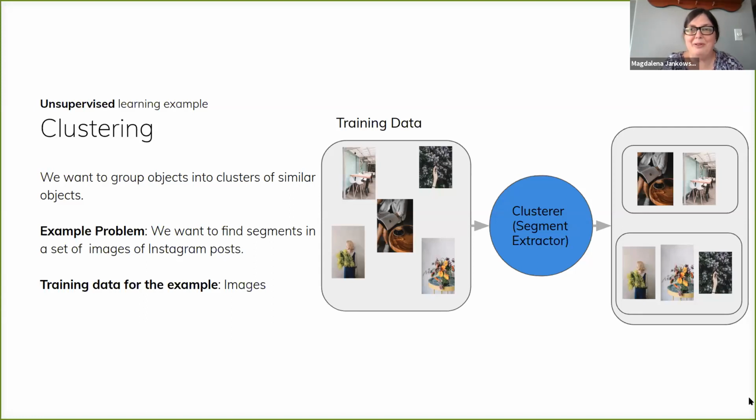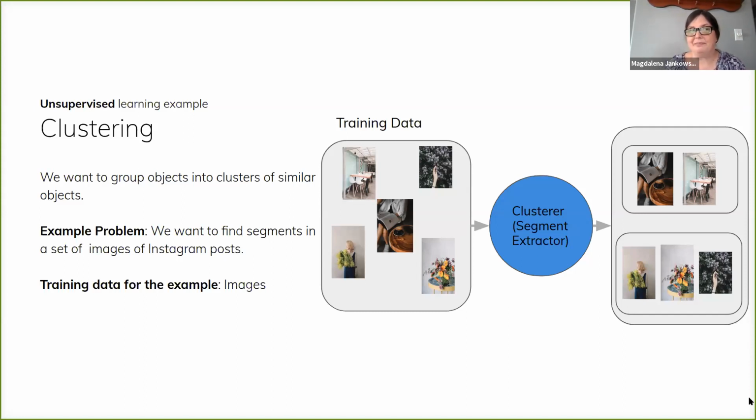Again, real life example, we want to find segments in the images that are posted on a given Instagram account. Again, this is unsupervised. We are not given some labels. We are not given labels, flowers and buildings. We want the program to find those groups and then discover, gain insight, what kind of groups are they in this given set.